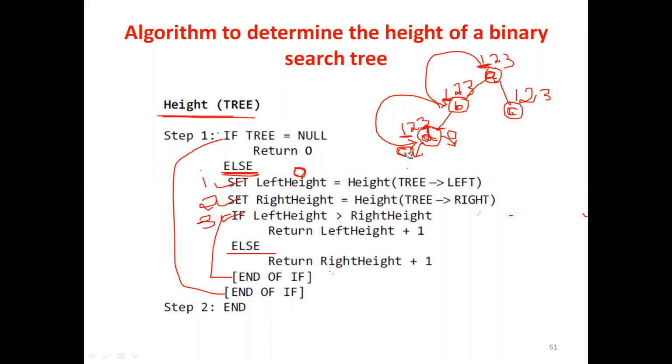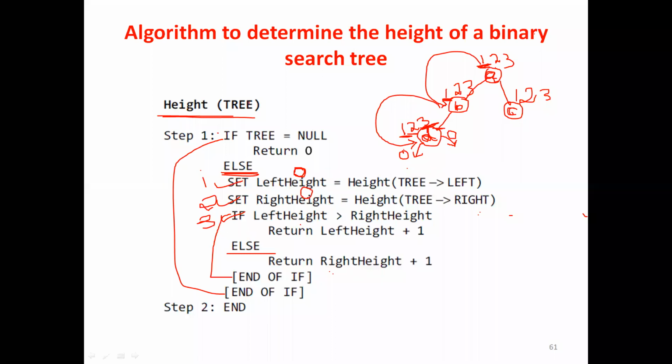See, let me draw it again. The left child is 0. The first step is executed. The second step, height of right, is also executed and is also 0. So right now the left height and right height are 0. Now I am going to the third step. The third step of node D is executed. I am right now on the node D only.